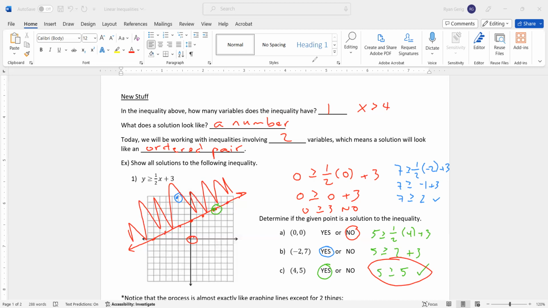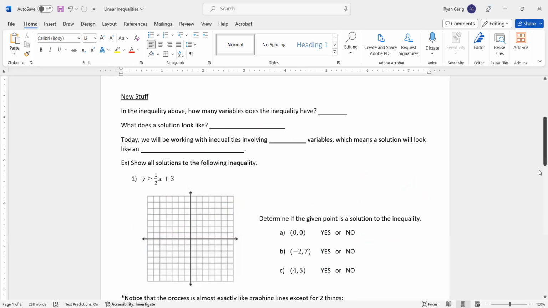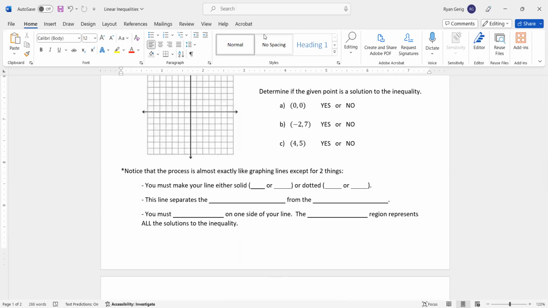Okay, so I'm going to clear all this. Hopefully you have it written down because I'm going to refer to it on the next part of these notes. So the process is almost exactly like graphing lines, except for two things. You must make your line either solid, which we did here on this one, and that's less than or equal to, or greater than or equal to, or dotted, and we'll get to one of those on the back. You use dotted lines with less than or greater than. The line separates the solutions from the non-solutions. I talked about that already. Just like the number that we found in Unit 1 separated the non-solutions from the solutions.